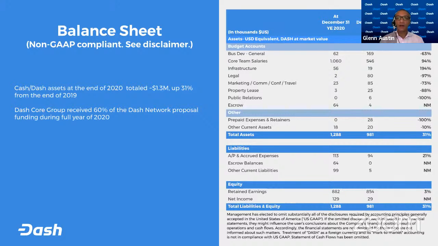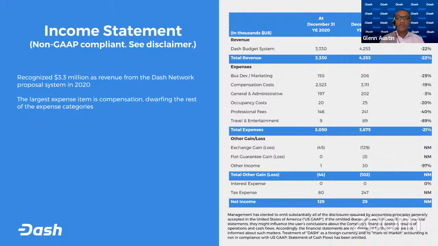We have 113,000 in accrued liabilities that had not been paid out as of the end of December 31st. And as mentioned, 2/3 of that amount is related to salaries accrued in December that were paid out in early January 2021. In 2020, for the full year, we generated net income of 129,000 after tax. Next slide, please. All right, let's go through the income statement.